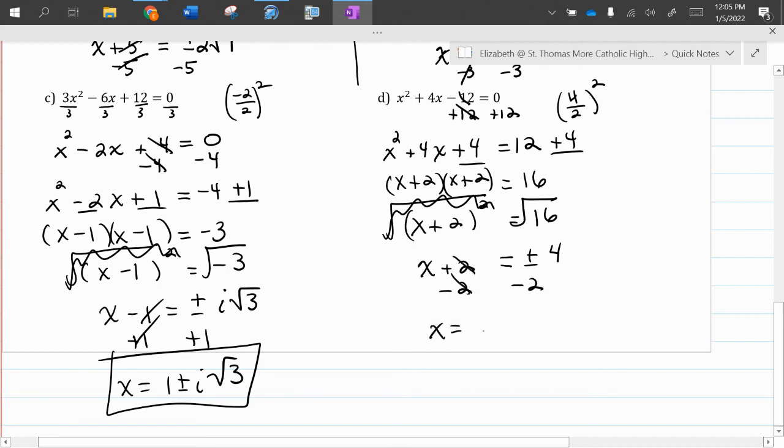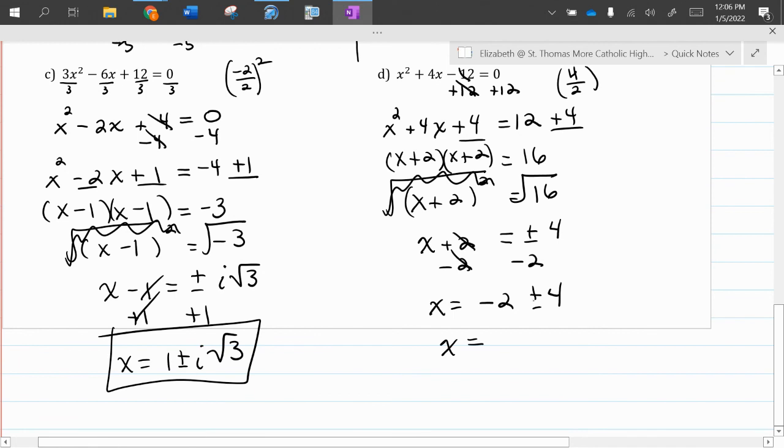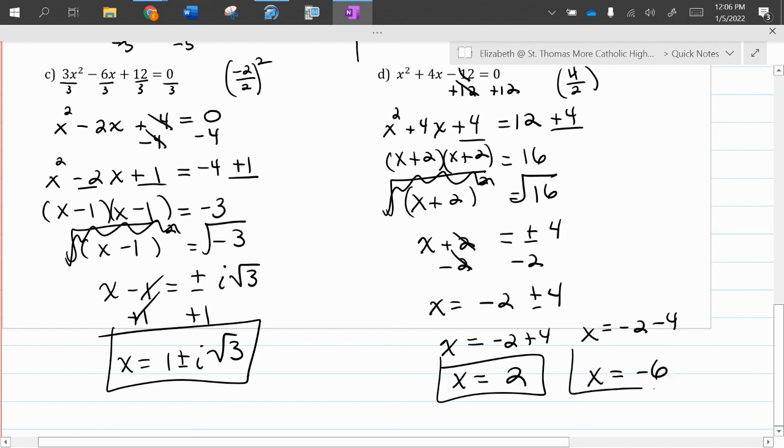So this one's a little different because 16 is a perfect square. Square root of 16 is not a square root anymore. It's just 4. So you have to tell me what these two numbers are. So let's see. We end up with negative 2 plus or minus 4. So that's negative 2 plus 4 or negative 2 minus 4. So negative 2 plus 4 is 2, and negative 2 minus 4 is negative 6.